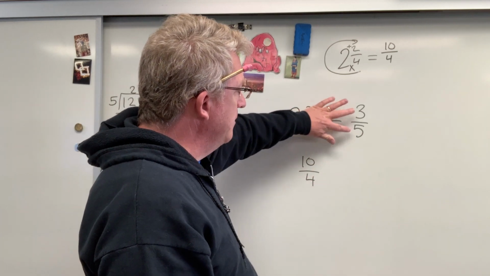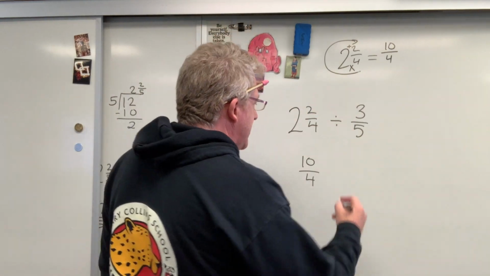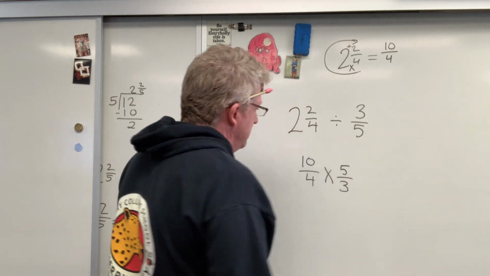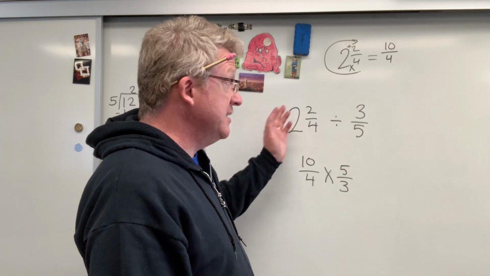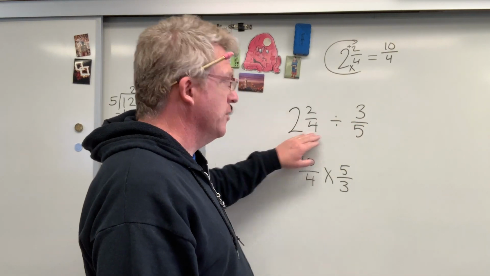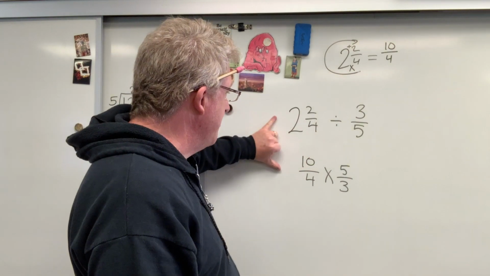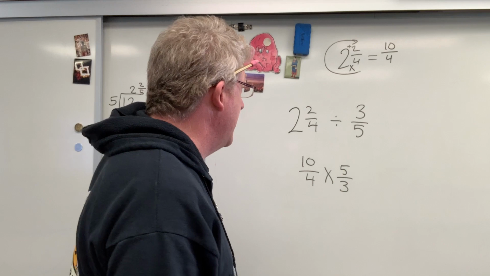It's a division problem when it is a fraction, but you can invert this fraction, flip it on its head, and now it becomes multiplication, right? 10/4 times 5/3 is the same thing as 2 and 2/4 divided by 3/5. We're just following our steps, right? These are the same problem. We just have changed it to have equivalent values, right?